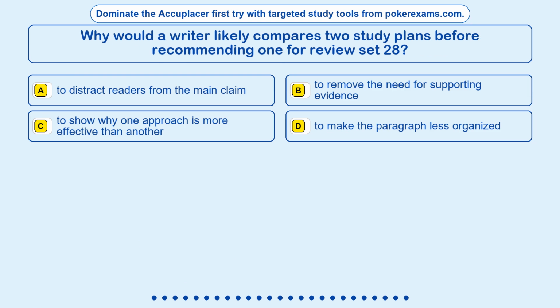Question 16. Why would a writer likely compare 2 study plans before recommending one for review set 28? Option A. To distract readers from the main claim. Option B. To remove the need for supporting evidence. Option C. To show why one approach is more effective than another. Option D. To make the paragraph less organized.